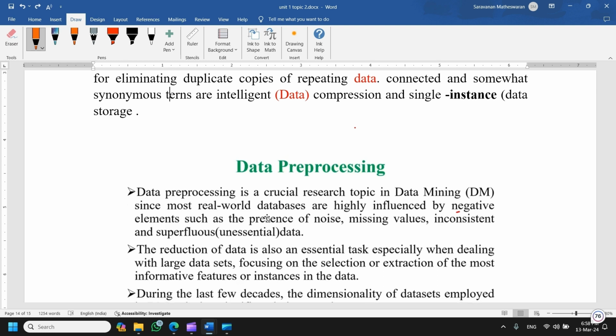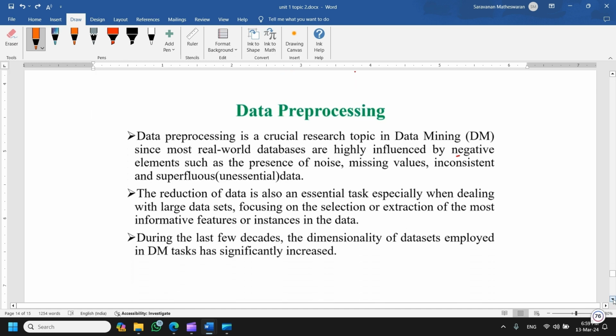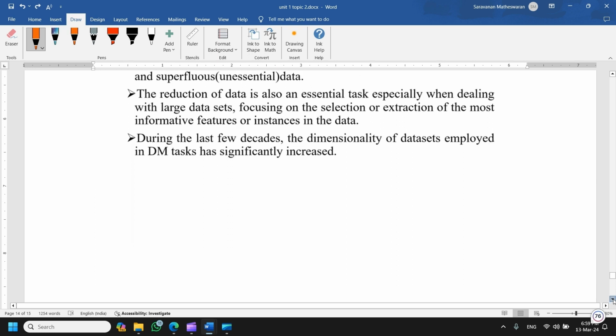Data pre-processing is a crucial research topic in data mining. Most real-world databases are highly influenced by negative elements, such as the presence of noise, missing values and inconsistent data. Data reduction is also an essential task, especially when dealing with large data sets, focusing on selecting and extracting the most informative features of the instances. During the last decades, the dimensionality of data sets used in data mining tasks has increased significantly.